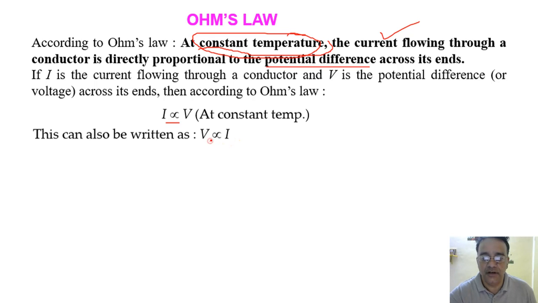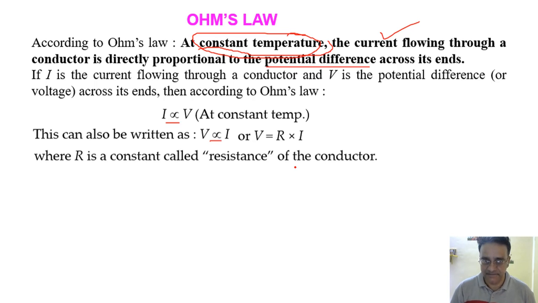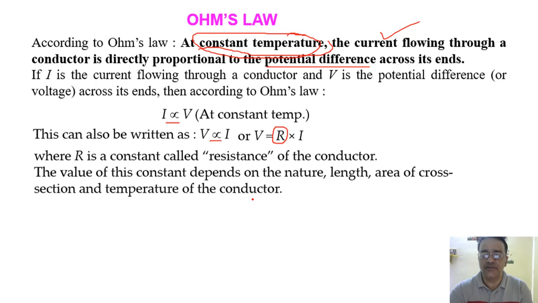If we remove the proportionality sign, one constant will come. That constant is called the constant of proportionality. Here the constant will be R, which is called the resistance of the conductor. So from this, how can you define the resistance? R is V by I. The value of this constant depends on the nature, length, area of cross section and temperature of the conductor. I think you have studied the resistivity topic. If requested, I can take that topic also. So R is equal to V by I.